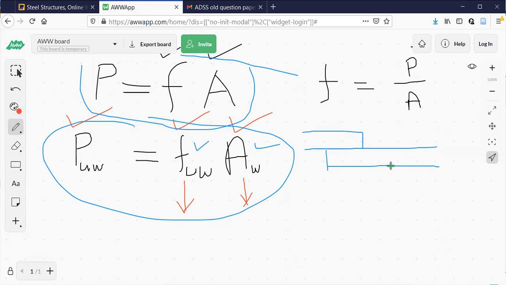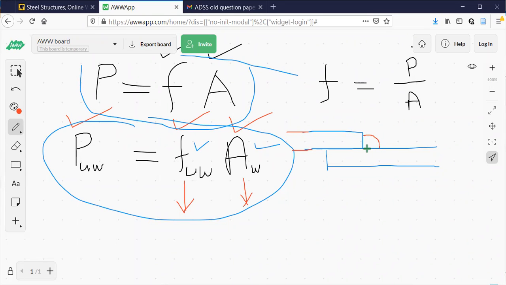Now I'll draw one cross section of the weld. This is elevation of two plates connected here. This is how it looks in cross section, idealized. Exactly when you go to the site and check the cross section, it may not look like this. It is idealized. Whatever I'm showing here is the cross section of the weld. Perpendicular to this direction is the length.